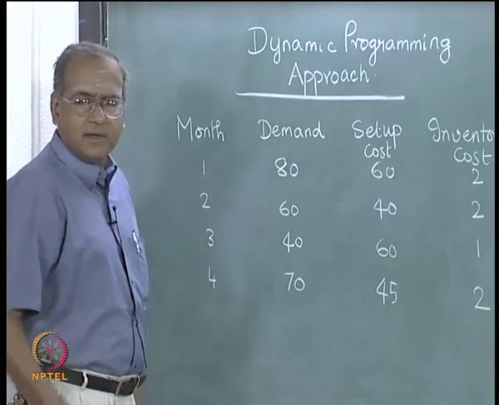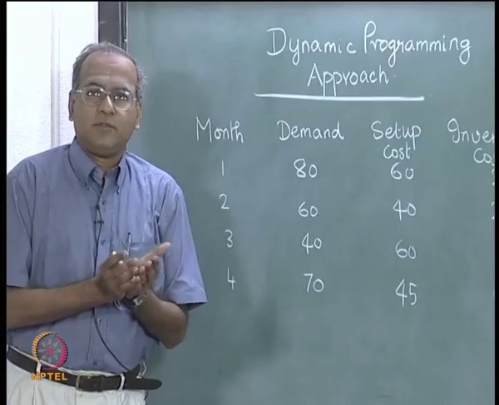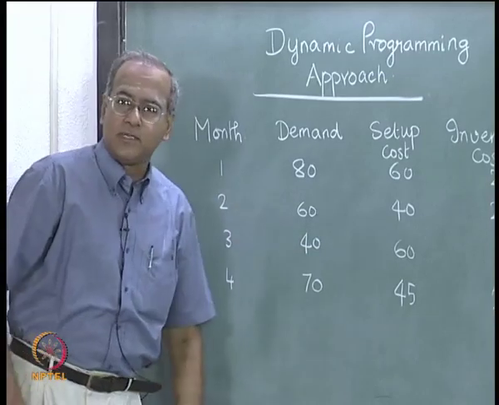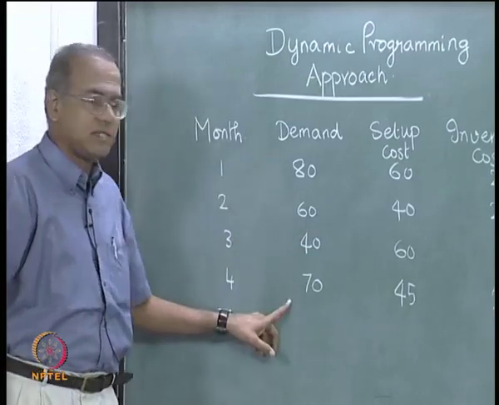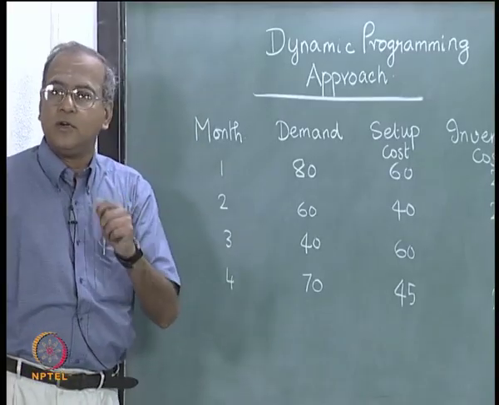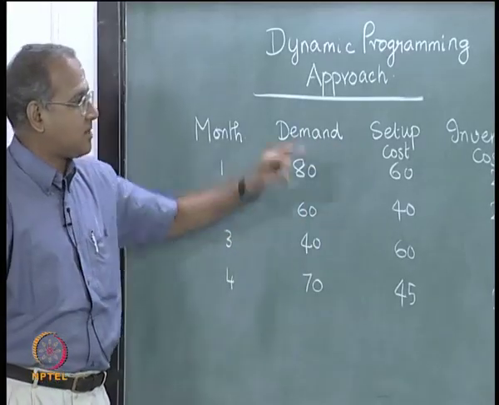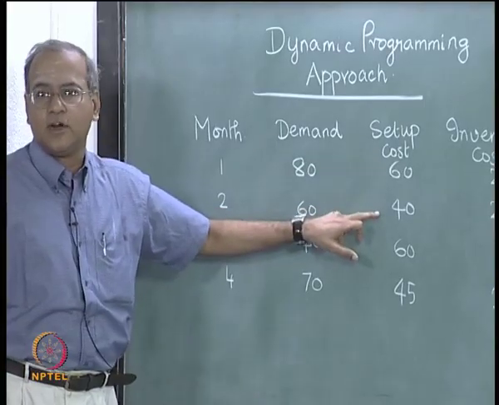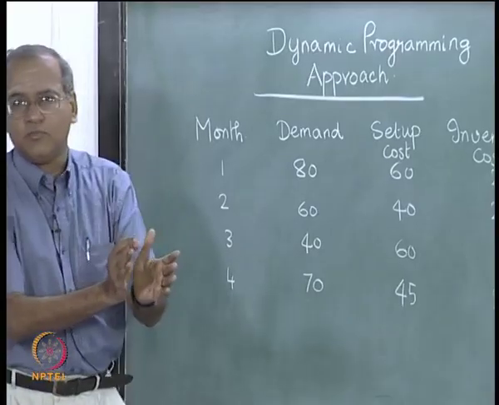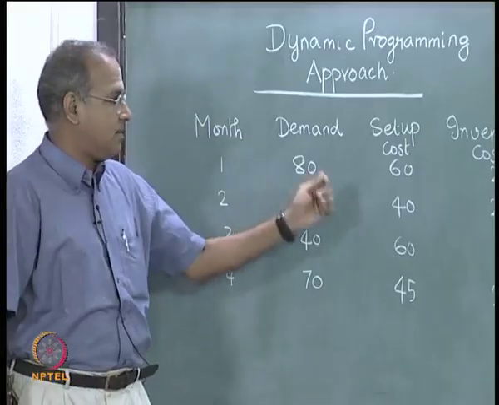We also said that whenever we decide to produce in a particular month, we have to incur the setup cost. For the purpose of modeling we are assuming a single product whose demands are so much. We also assume that if it is decided to produce in month 1 as well as in month 2, we will incur a setup cost of 60 in month 1 and 40 in month 2. We are not assuming that once it is set up it is going to remain the same for all the 4 months. Every month if there is a production there is going to be a setup.